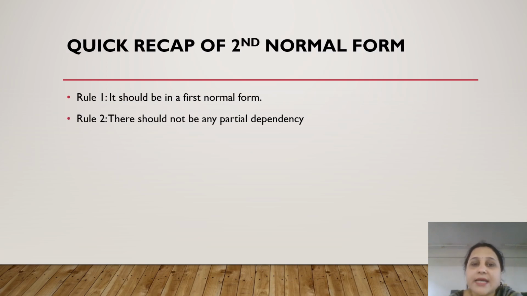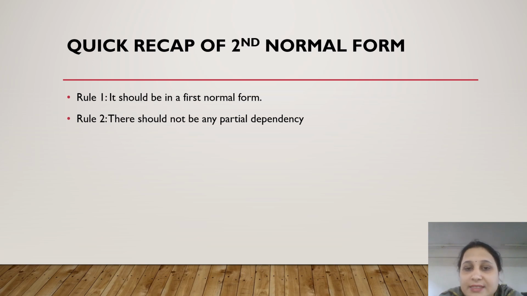We'll first have the recap of second normal form. Second normal form was saying that it should be in first normal form, and there should not be any partial dependency. Means, see students, your table should be in first normal form. That is the first rule of your second normal form. Then there should not be any partial dependency.